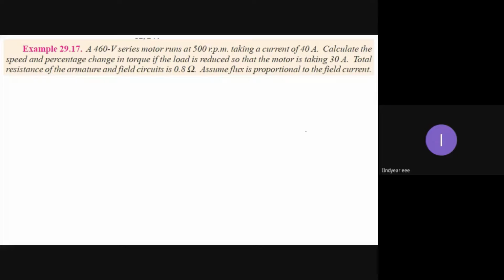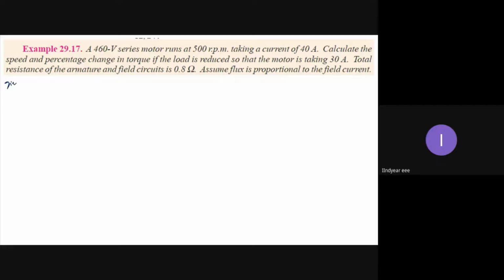A 460 volt series motor runs at 500 RPM, taking a current of 40 amperes. Calculate the speed and percentage change in torque if the load is reduced so that the motor is taking 30 amps. Total resistance of the armature and field circuits is 0.8 ohms. Assume flux is proportional to the field current.